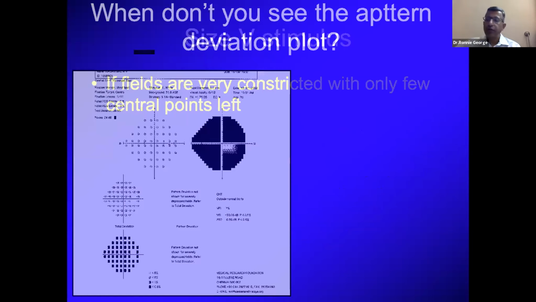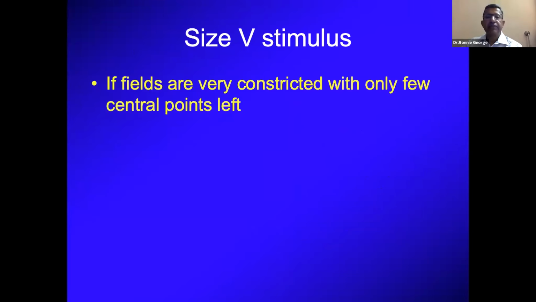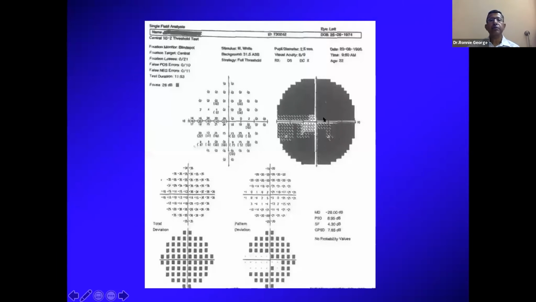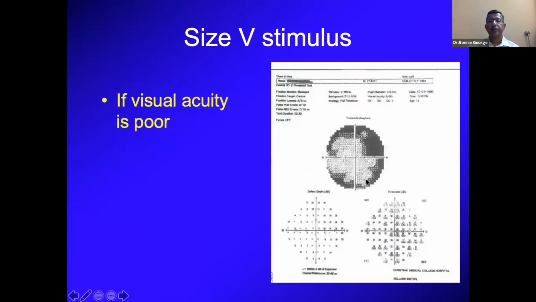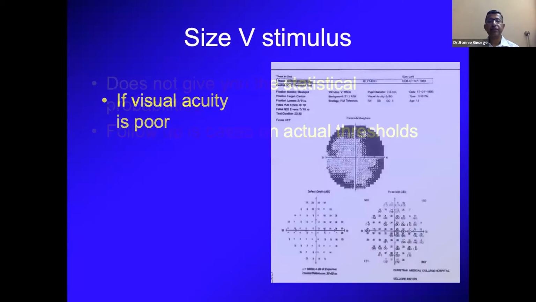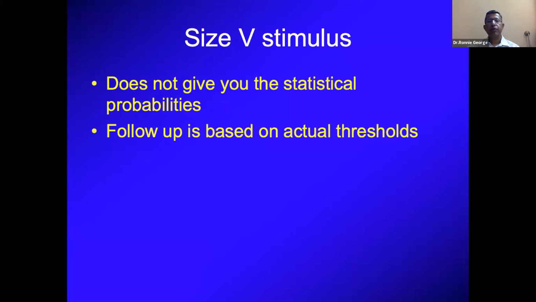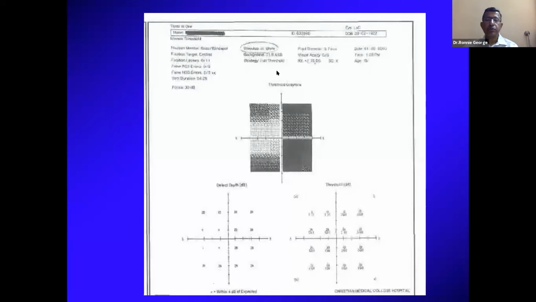What can you do when you have that type of a field? You can use a size 5 stimulus. That is, if the fields are very constricted with very few central points, you can use a brighter stimulus. So this is something with a stimulus size 3, and you move to a stimulus size 5, you definitely get more points which are okay. But this does not give you a normative database. You don't get any statistical information. You will have to do a point-wise comparison for the future, but you can do this when the visual acuity is poor or you have very advanced damage. And it's a little more painstaking because you have to do follow-up based on actual thresholds. You can also do a macular threshold where you just test these 16 points.